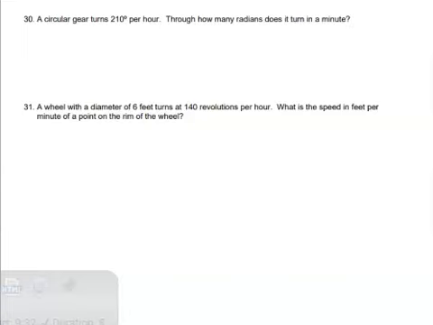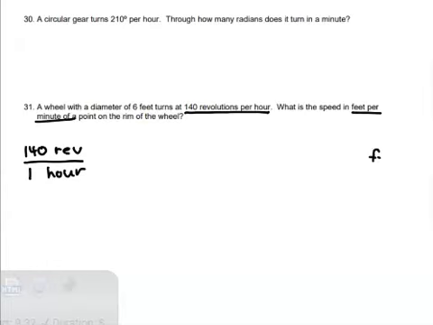So here it says a wheel with a diameter of 6 feet turns 140 revolutions per hour. So think, what is the starting rate? It's not that diameter of 6. It's 140 revolutions per 1 hour. What is the speed in feet per minute? So we want to get this to feet per minute.